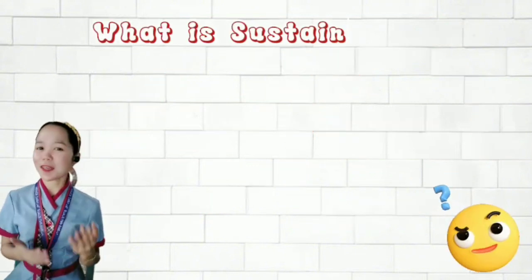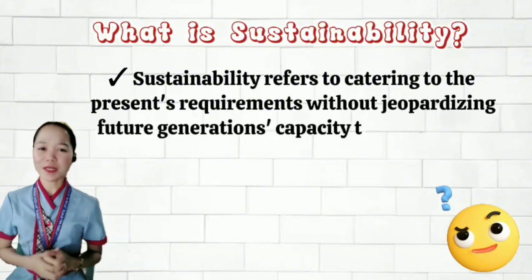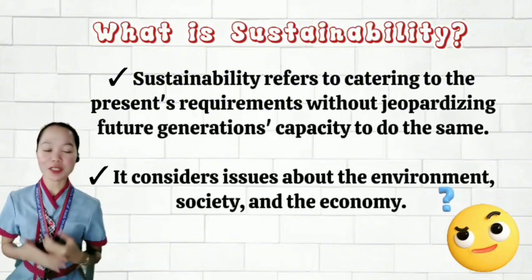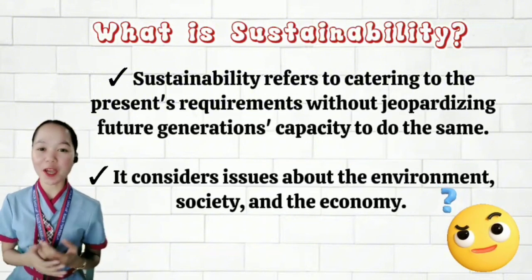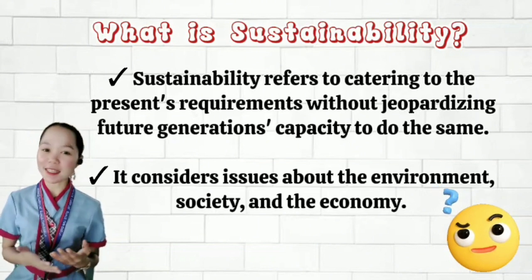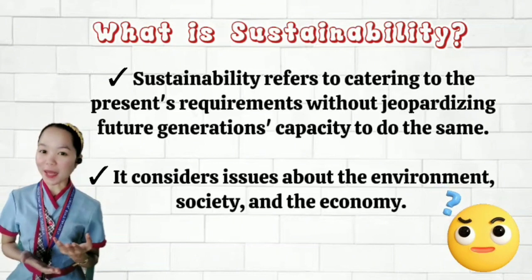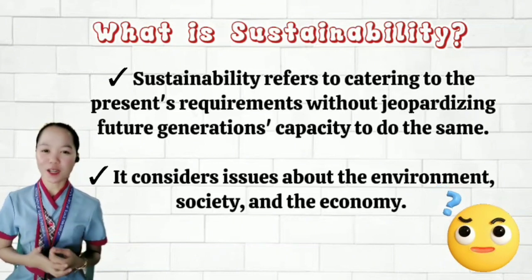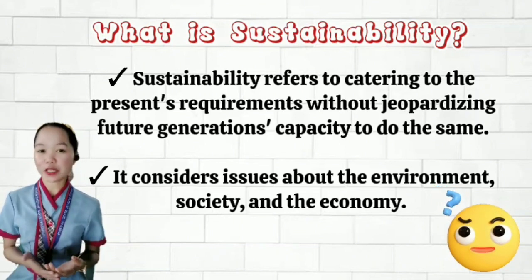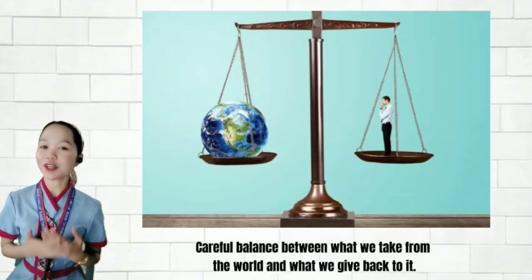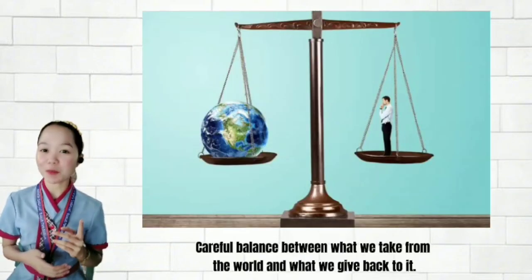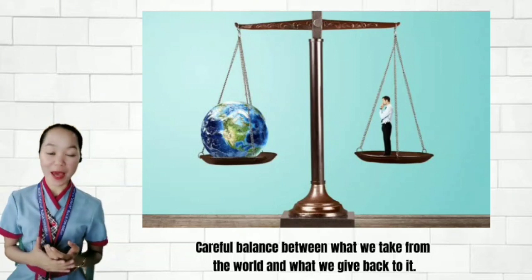What is sustainability? Sustainability refers to catering to the present requirements without jeopardizing future generations' capacity to do the same. It considers issues about the environment, society, and the economy. The crux of the matter is that we must strike a careful balance between what we take from the world and what we give back to it.